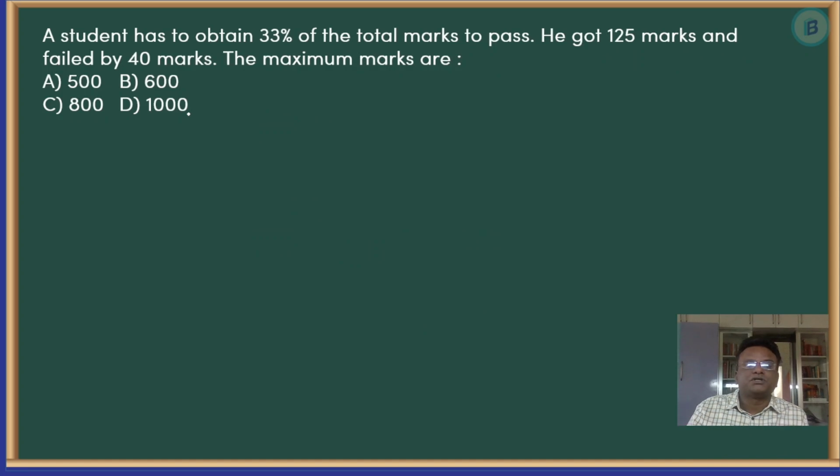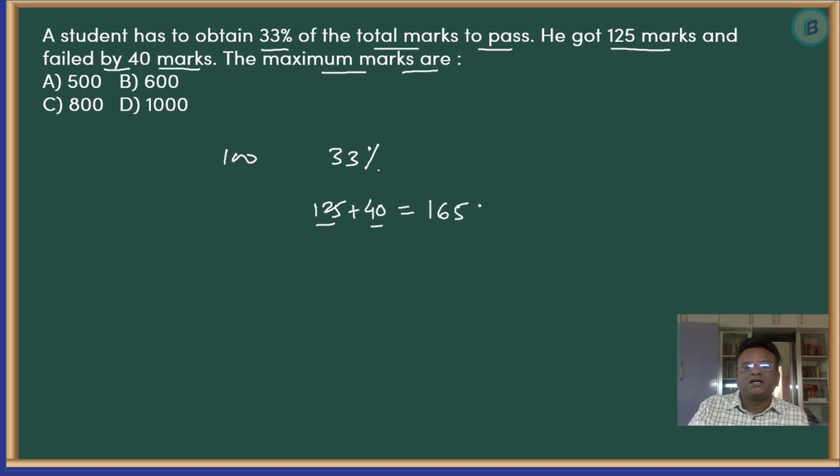Let us go to the next question. The student has to obtain 33% of the total marks to pass. He got 125 marks and failed by 40 marks. So we have to find the maximum marks. So we have been given that to pass he has to score 33 out of 100, and that is 33%, and he got 125 marks and failed by 40. So what is the actual passing marks? Passing marks is 125 plus 40, since he failed by 40. So 165 are the passing marks.